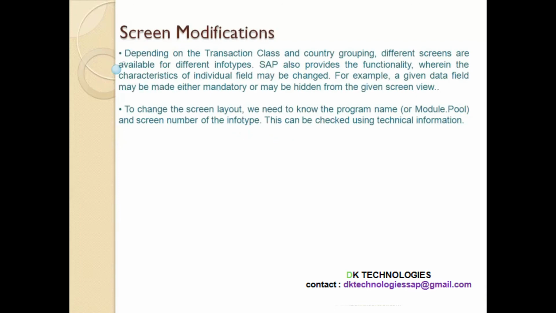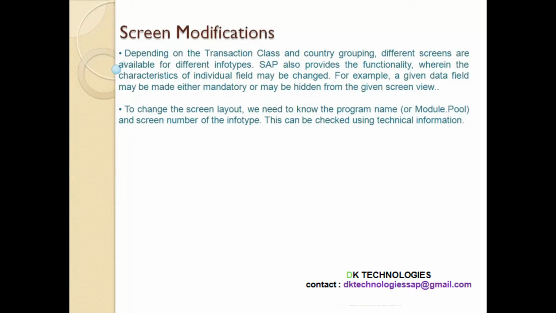So screen modifications, what does it mean? Depending on the transaction class and the country grouping, different screens are available for different info types. For example, info type address for USA is different, for India is different. Similarly, info type 2 for USA is different, Canada is different. Because certain fields like SSN is for USA, for Canada there is no SSN. So depending on the country grouping, there are certain different screens available for different info types.